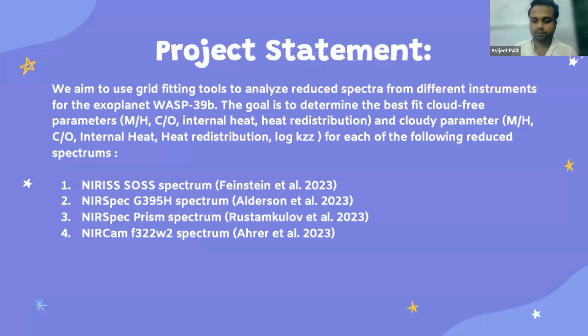For each of these grid fittings, we have the following reduced spectra: first, the NIRISS SOSS spectrum. Second being the NIRSpec G395H spectrum. Third being the NIRSpec PRISM spectrum, and fourth being the NIRCam F322W2 spectrum.